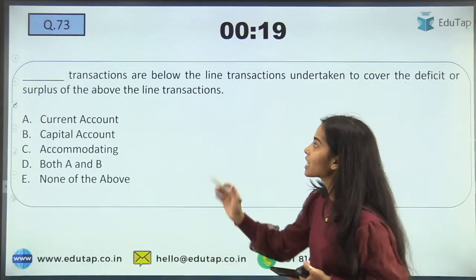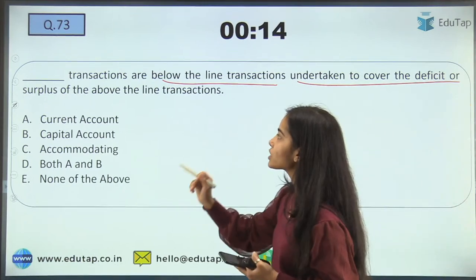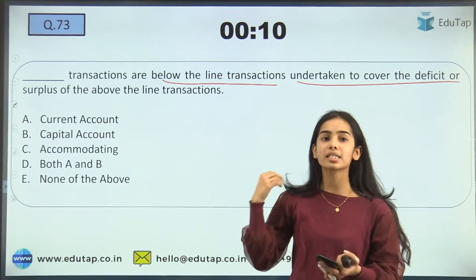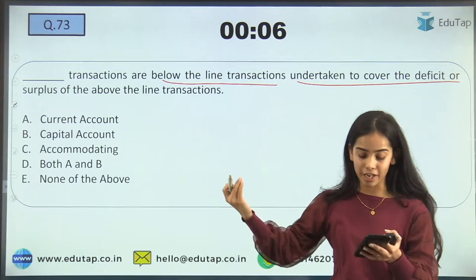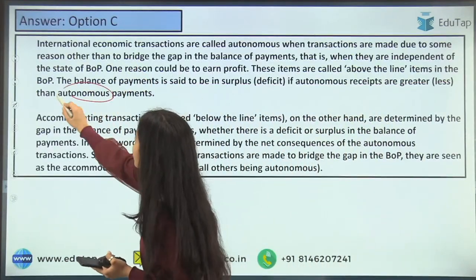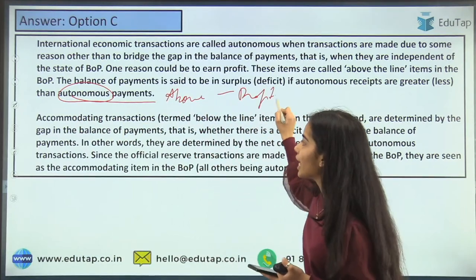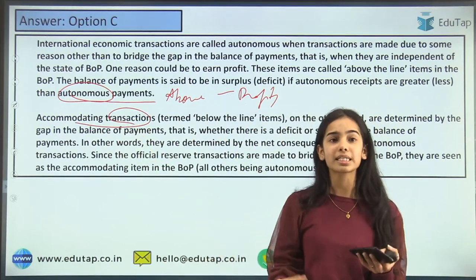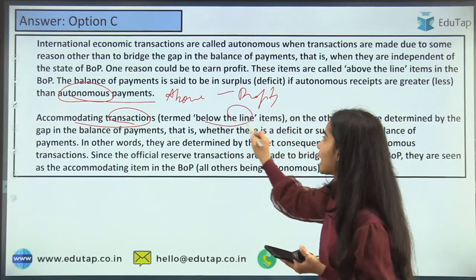Next question is, these transactions are below the line transactions undertaken to cover the deficit or surplus of the above line transactions, and we have discussed this kind of question also. This is important and you should know about the accommodative and autonomous transactions. That's why I have brought it for you: autonomous payments are above the line, they are done for profit motives. Accommodating transactions are for the accommodation of the deficit and surplus. If the deficit is happening, if the surplus is happening, to accommodate that. These are the below the line items.